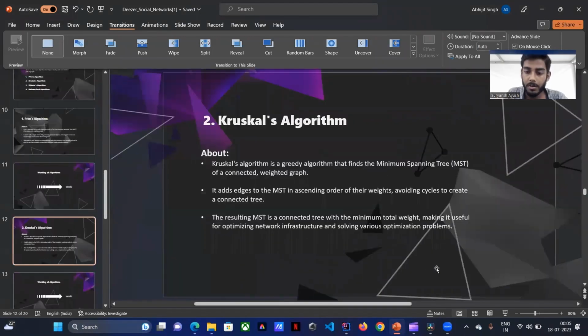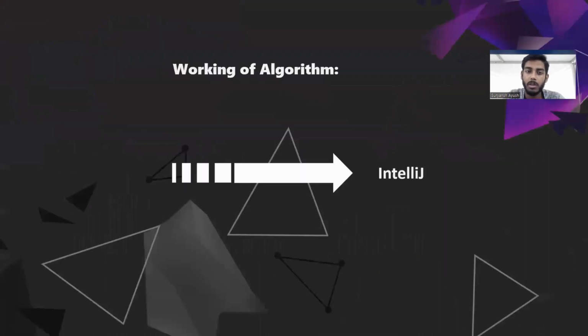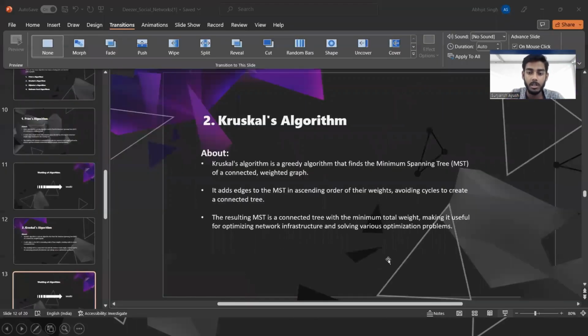Greetings everyone. My name is Suryansh and I'm going to discuss Kruskal's algorithm and Dijkstra's algorithm. Kruskal's algorithm is a greedy algorithm that finds the minimum spanning tree of a connected weighted graph. It adds the edges to the MST in ascending order of their weights, avoiding cycles, to create a connected tree. The resulting MST is a connected tree with a minimum total weight, making it useful for optimizing network infrastructure and solving various optimization problems. Now we'll see the working of Kruskal's algorithm on IntelliJ.